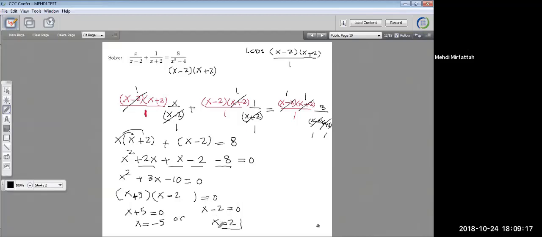Now these are my solutions. I have to check my restrictions. We do have a couple of restrictions here. X minus 2 cannot be equal to 0, means x cannot be equal to 2. X plus 2 cannot be equal to 0. X cannot be equal to negative 2. And it looks like we find one of those restrictions here. X, we said, cannot be equal to 2. So this is not a real solution. The only solution we have here would be minus 5.